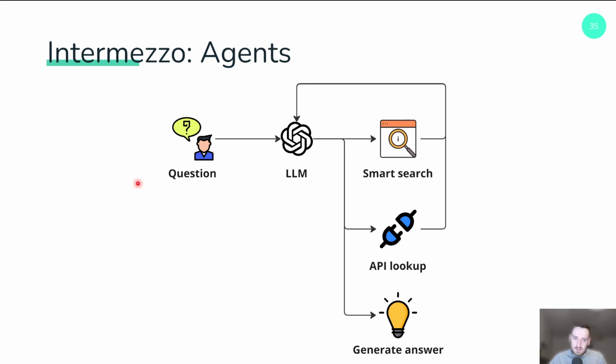So another example here again. With the RAG, we would always go from question to the smart search. But now, instead of going from the question to the smart search directly, we go from the question to the LLM first. And then the LLM is going to decide, oh, I need to do a smart search. Oh no, I need to do an API lookup maybe. Or maybe, no, I don't need to do anything now, I can just create the answer straight away. So we're going to use the LLM as a solver of figuring out what action I need to perform to get to the answer.